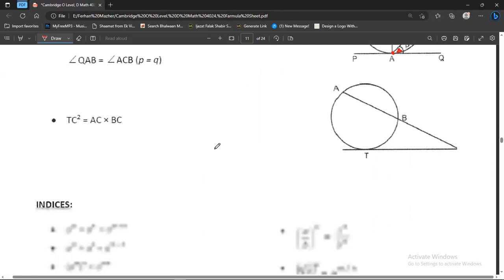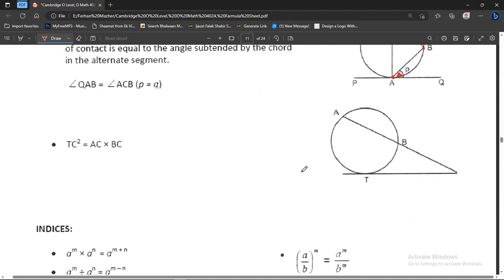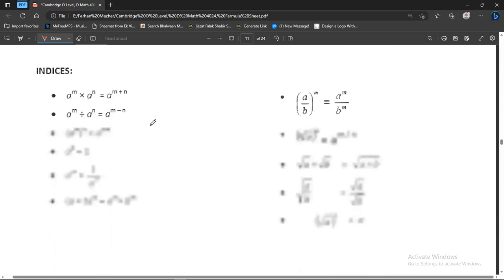So here he says TC squared is equal to AC multiplied by BC. This is the C point. So AC multiplied by BC will be TC squared. This property I have never seen being used here.